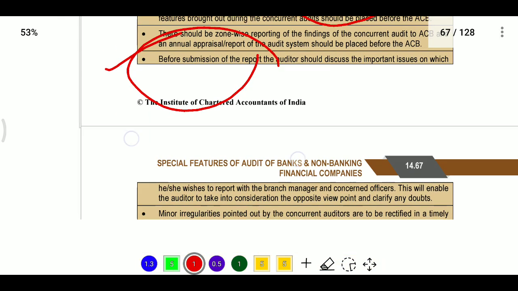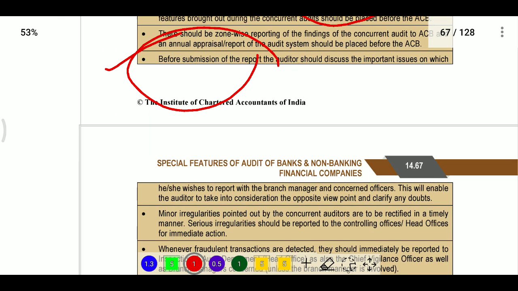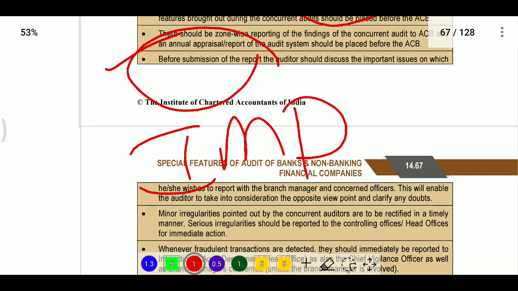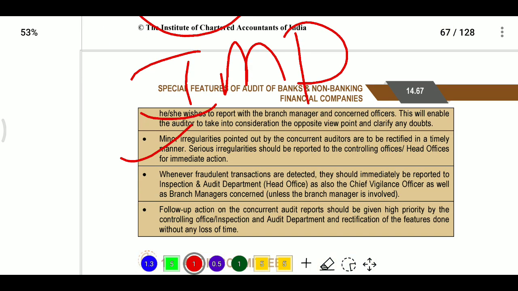Before submission of the report, the auditor should discuss important issues with the branch manager. Minor irregularities are to be rectified in a timely manner. If there is a serious irregularity, it should be reported to head office. So if it is a minor irregularity, they need to rectify it in a timely manner, and if it is a serious irregularity, it should be reported to head office for immediate action.